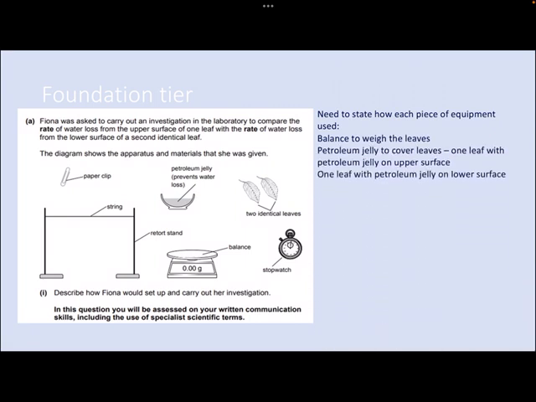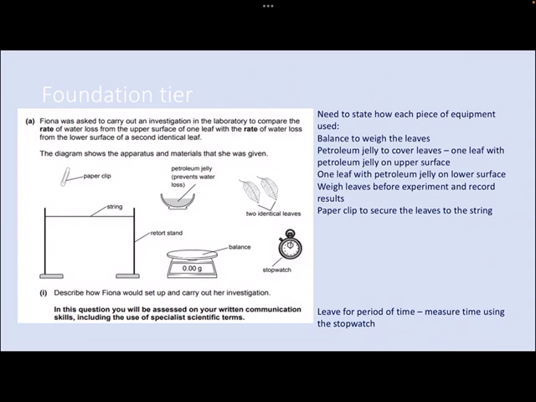You would then place one leaf, as I said, with the petroleum jelly on the lower surface. You would weigh the leaves before the experiment and record the results. You then would paperclip the leaves to the string that is attached to the retort stand. You leave it for a period of time, because remember, time is needed to work out the rate, and you measure the time using the stopwatch. And you need to state that because the apparatus has been shown.